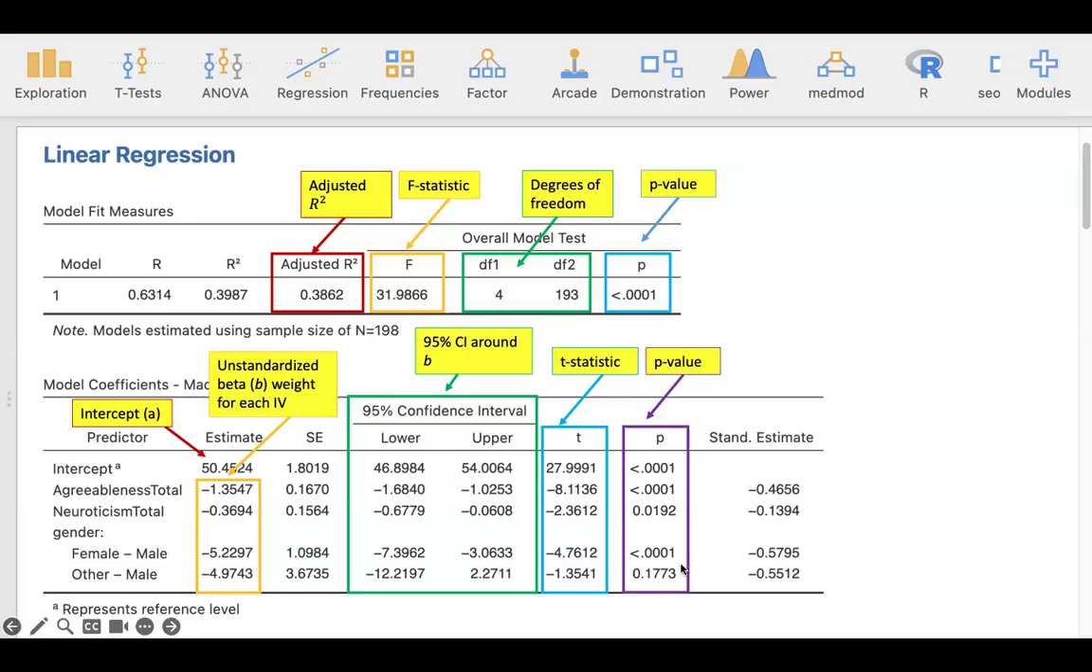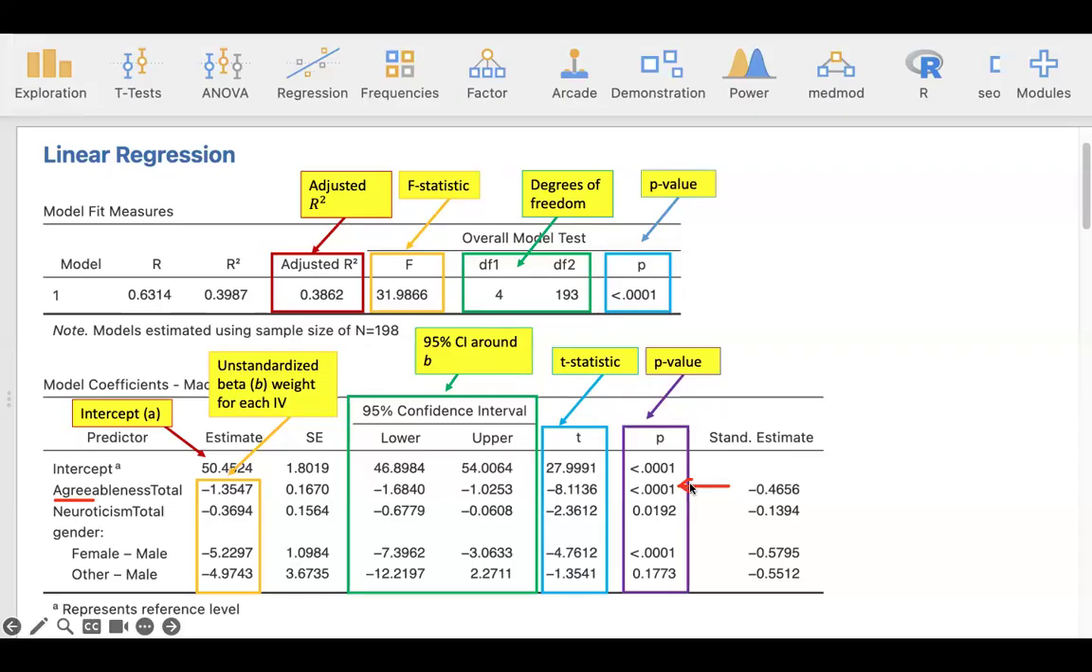We want to identify which of our predictors are significant predictors. Our first p-value that we're going to look at is agreeableness right here. The p-value is very much less than 0.05. So we're going to reject the null hypothesis that agreeableness is not a significant predictor. We can say that agreeableness significantly predicts Machiavellianism while controlling for the other predictor variables. That's an important part of it.